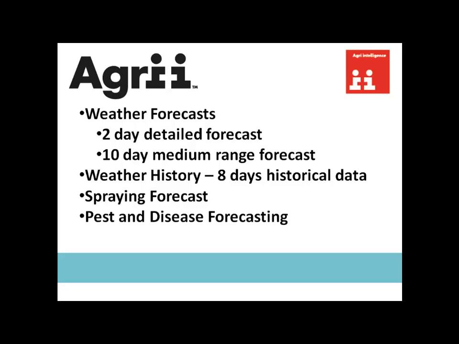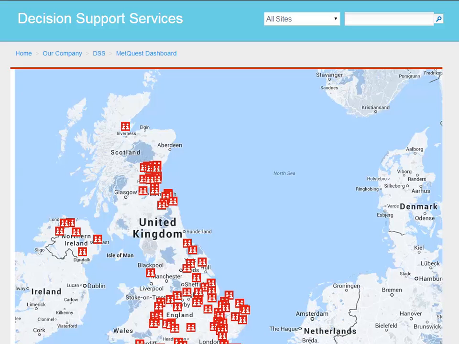I'm now going to take you on a short tour of the dashboard to point out the main features and navigation. When you open the dashboard, you're presented with a map of the UK showing the location of over 125 Agrii weather stations. I'm going to zoom in and select my local weather station from the map.